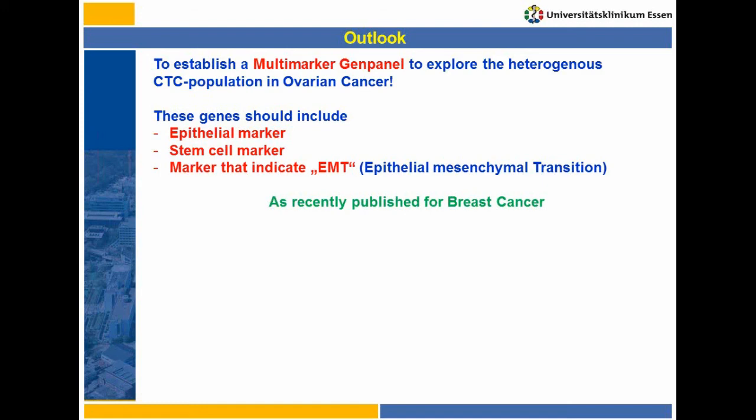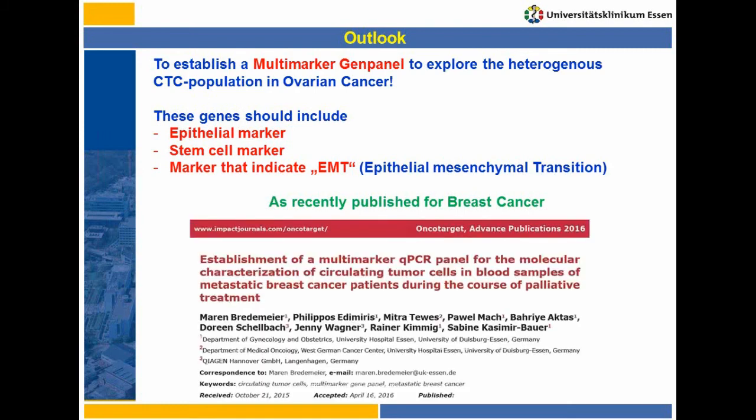And our gene panel should include epithelial markers, stem cell markers, and markers that indicate an epithelial mesenchymal transition. That this procedure is successful has recently been published in Oncotarget for our breast cancer patients. And I think this is a very good and interesting paper.